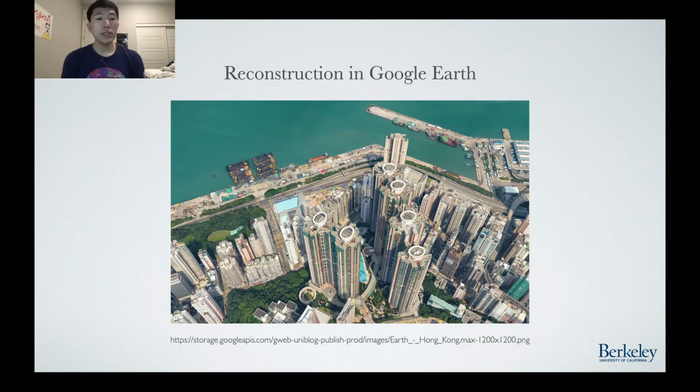Google Earth recently started adding 3D reconstructions to its views of the world. Using many observations of the same area, the 3D position of all the points can be derived and a 3D reconstruction created.